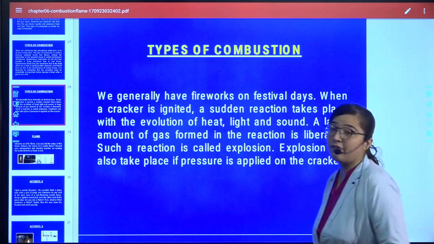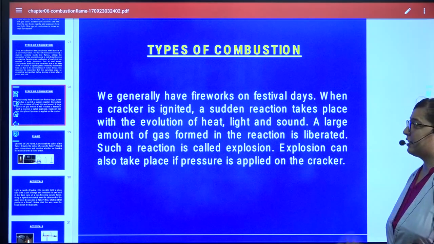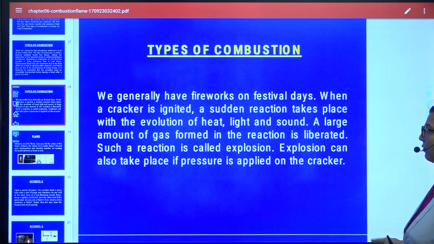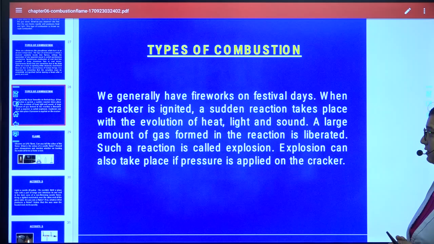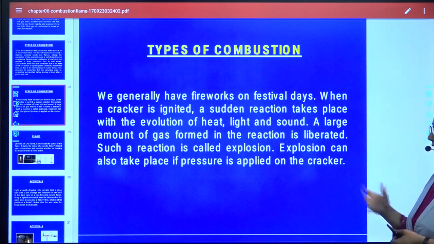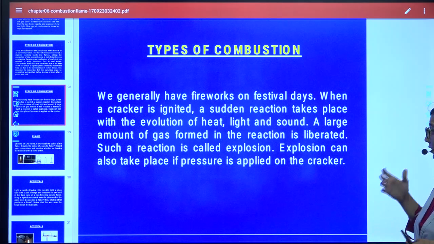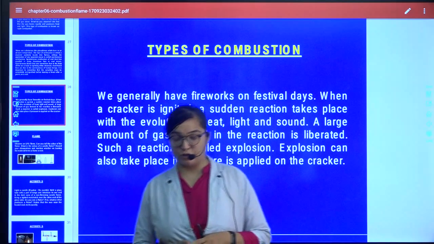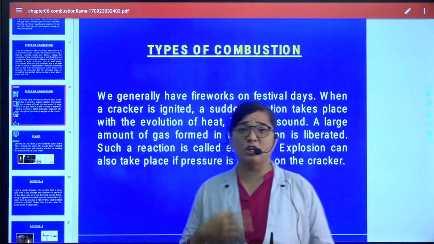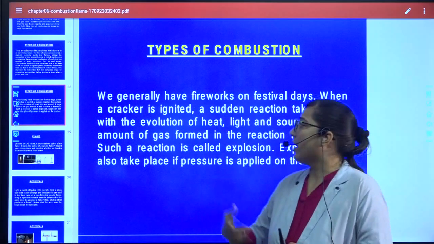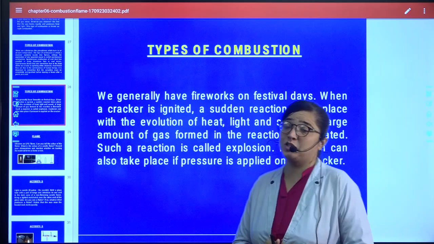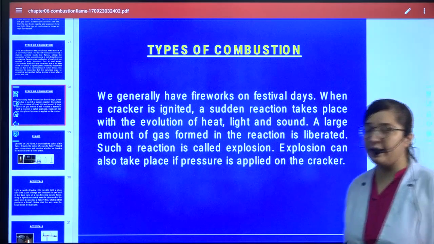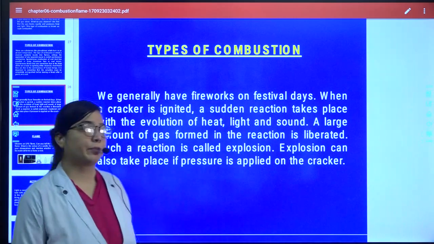We generally have fireworks on festival days. When the cracker is ignited, a sudden reaction takes place with the evolution of heat, light and sound, and that is called explosion. It can also occur when pressure is applied on the cracker. So you have studied two extra types of combustion today. One was spontaneous, which occurs quickly on the spot, and the next one is explosion. Okay, so note down these two new points quickly. Then we'll move further on our next topic, which is flame.